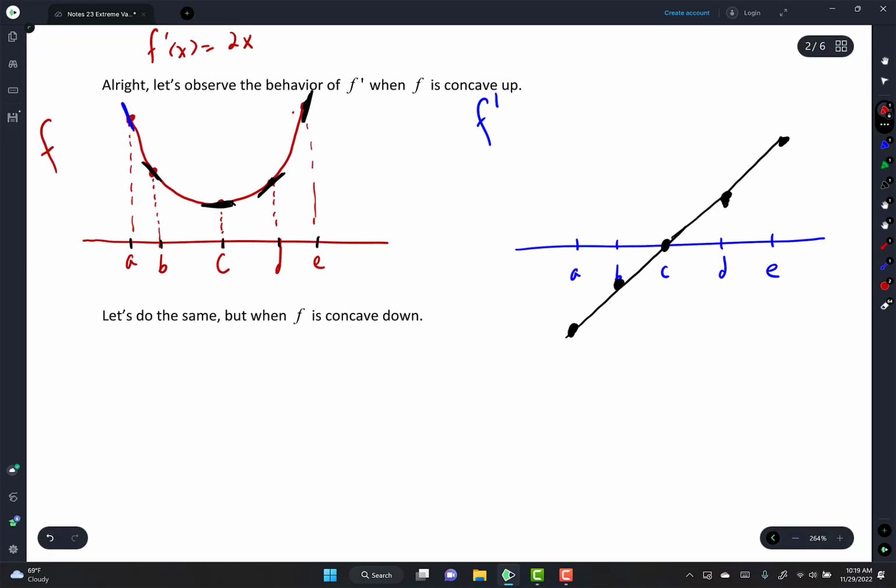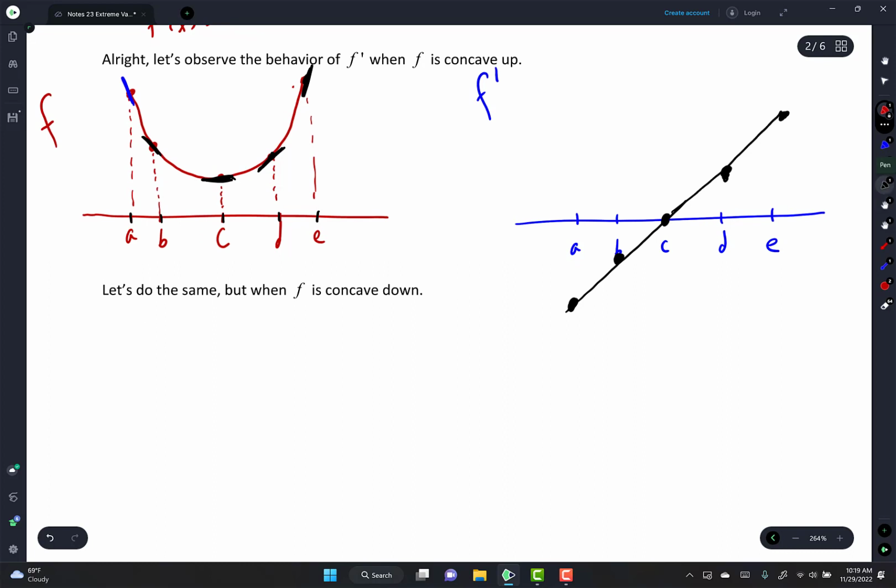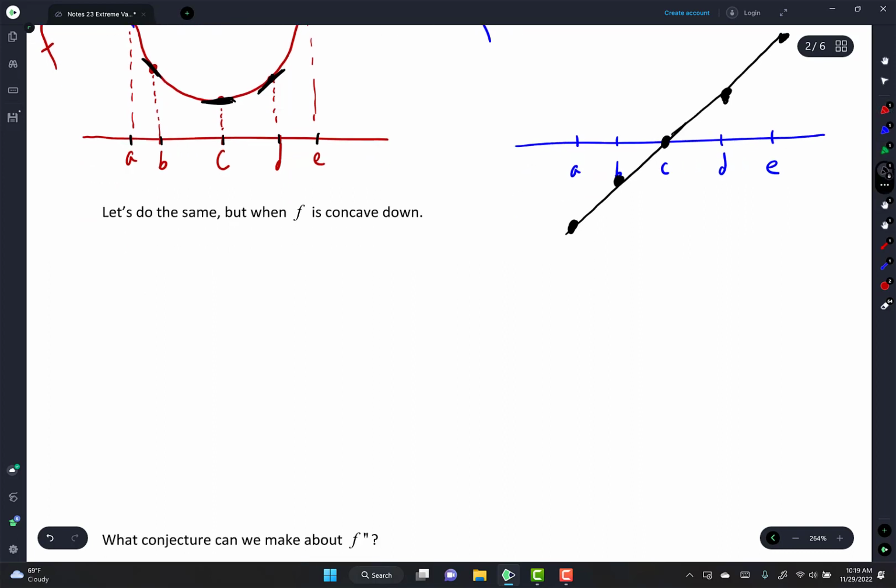Now I'm going to do the same thing, but I'm going to draw it concave down always. So here's my x-axis and concave down. And let me pick some points again.